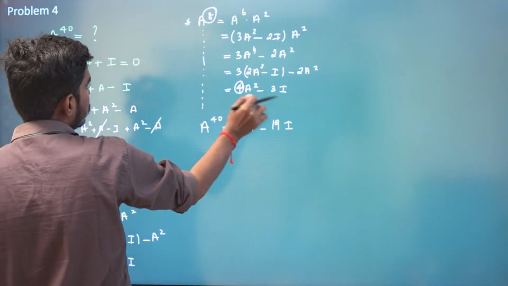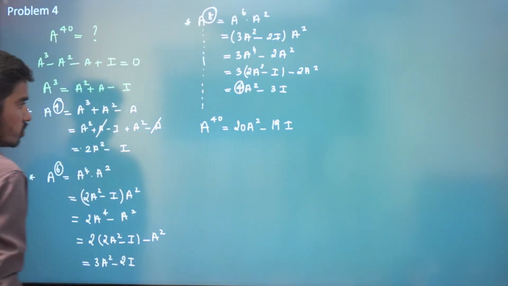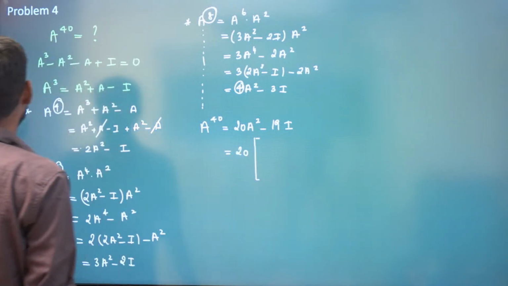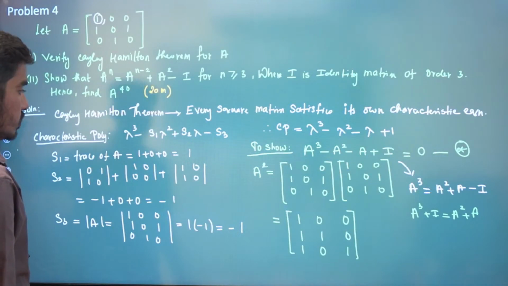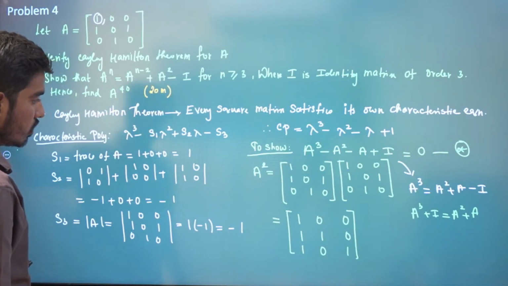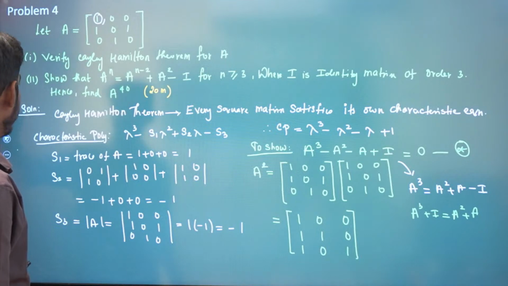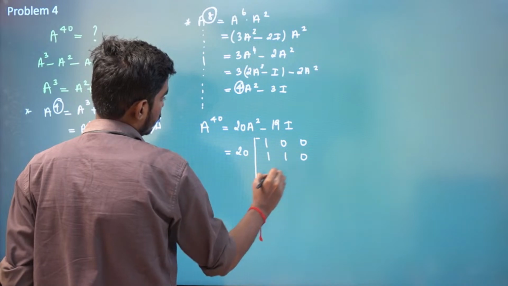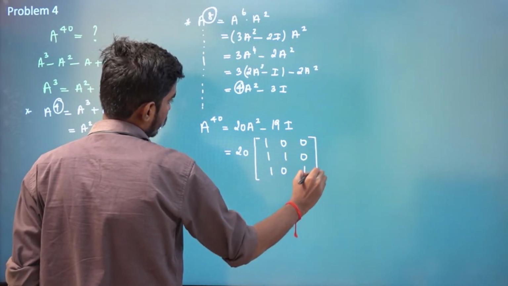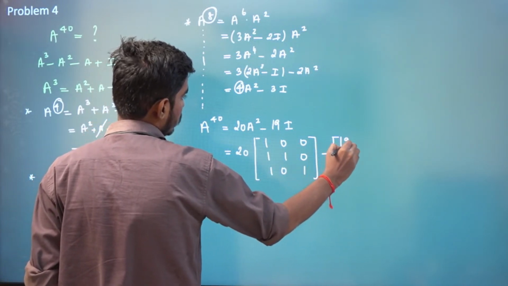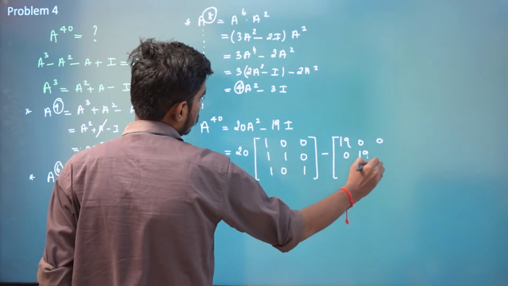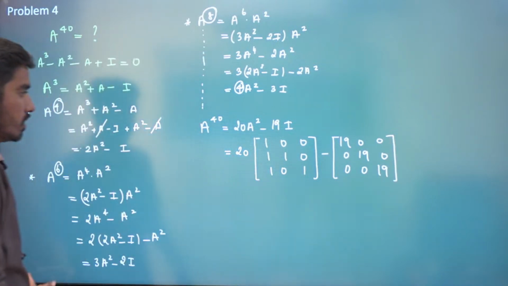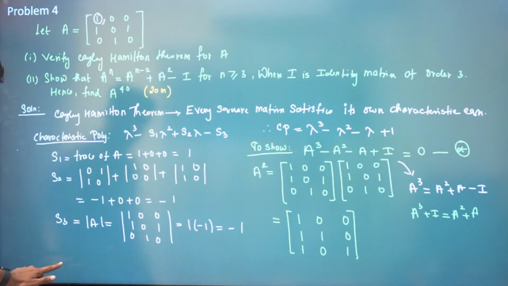Because half of 8 minus 1, half of 6 minus 1. So 20 times, what is A square? 20 times, what is A square? So A square is 100, 110, 100, 110, 100, 110, 101, minus 19 times I. 19, 0, 0, 0, 19, 0, 0, 0, 19, right? 100, not 1, 110, 101.